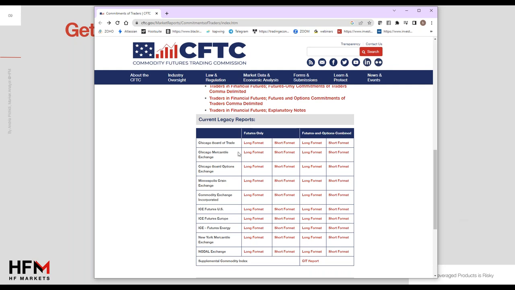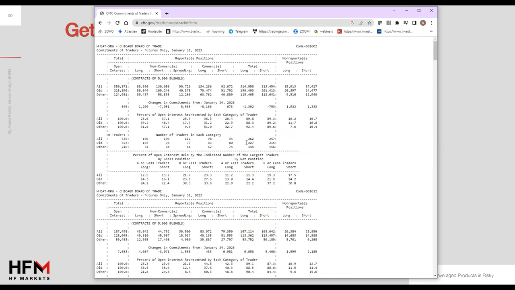So let me open one, let's do the Chicago Board of Trade one. And we see this. I know that it looks a bit messy. You might say, oh, I cannot be bothered, etc. But it's a matter of understanding and comprehending all this information, and being able to read it.